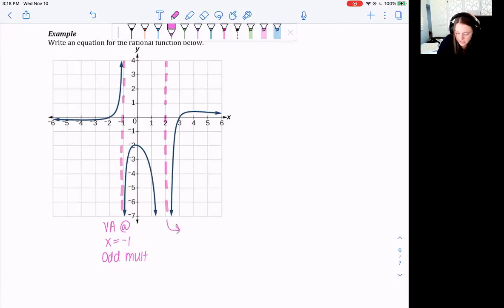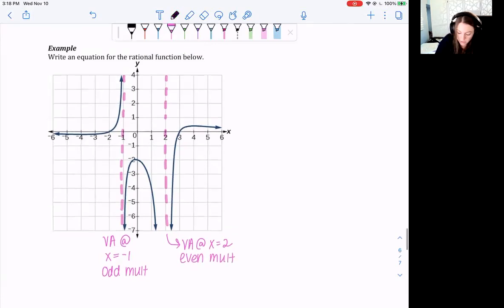We have another vertical asymptote here at 2. And we go in the same direction on either side, which means the multiplicity needs to be even. When I go to set up my rational function, I'm going to put a constant in the numerator because we're going to need a constant up there. These vertical asymptotes, those come from the denominator, right? The vertical asymptotes we get from the denominator.